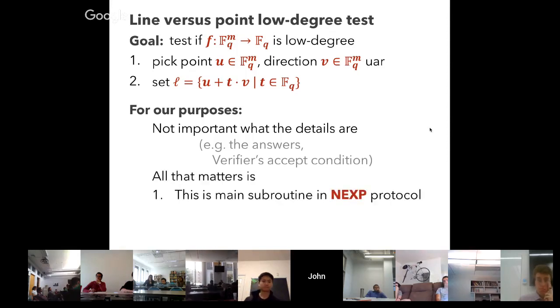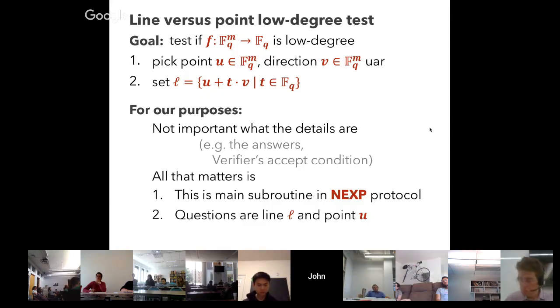All that matters is two things. Number one, this is kind of the main subroutine in the NX protocol. So when I talk about this NX protocol, just think line versus point test. And number two, the questions in this test are formatted as a line L and a point u. And one thing to remember is that u is a point in Fq to the m. You remember m is polynomial in n. So these are both easily specified with a polynomial number of bits. And as a result, this gives us a polynomial time verifier.